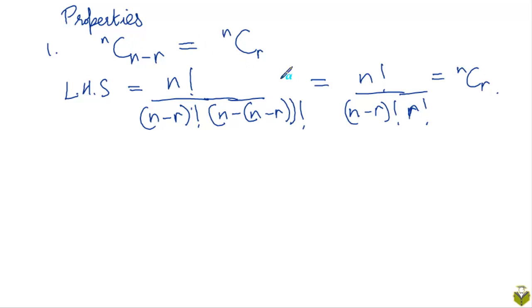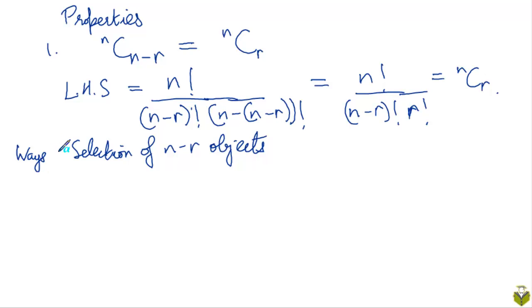So you proved that the number of ways of selecting n minus r objects is the same as selecting r objects out of n, right? So this is the combinations. So why is that true? We can actually look at one example to see.